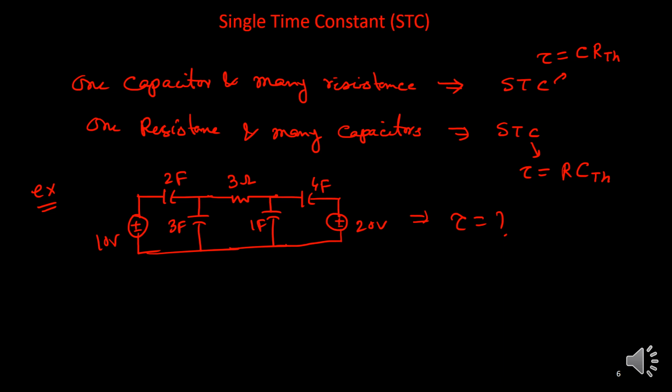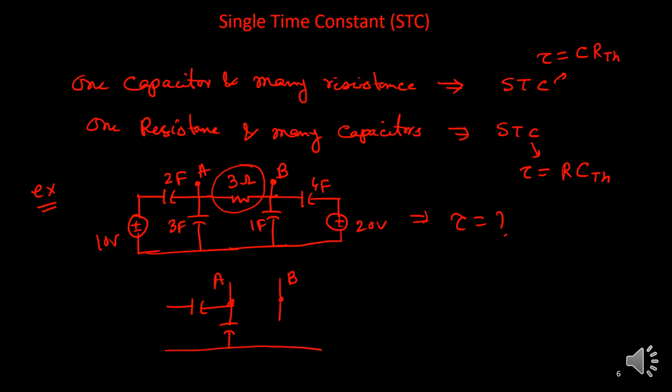So how to find this one? First remove this resistance and try to find the equivalent from this side, these two terminals A and B. We can read out this one. So this end is A, this end is B. I have removed this 3 ohm resistance. So there is one capacitor here, and here there is one capacitor.